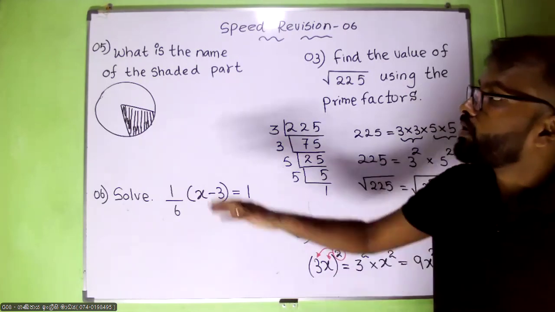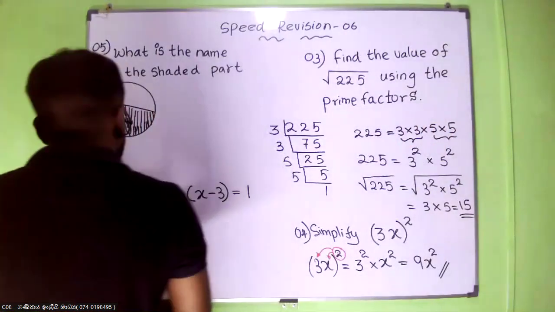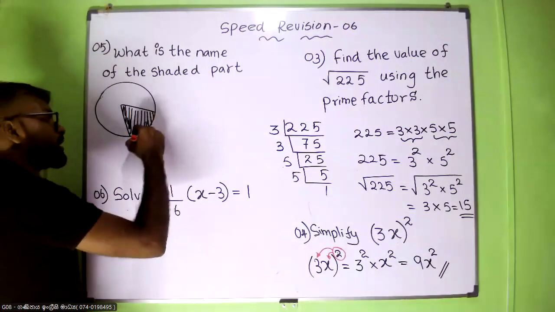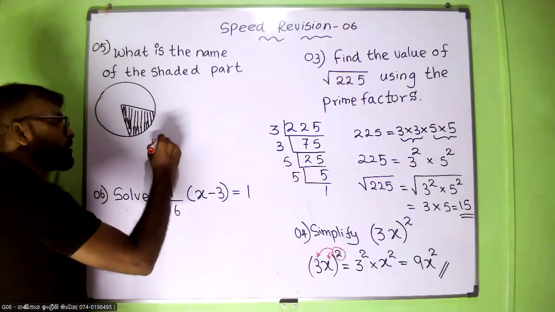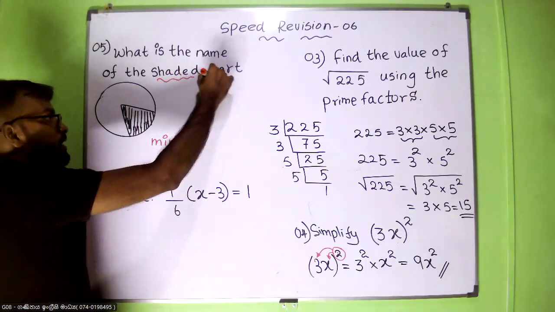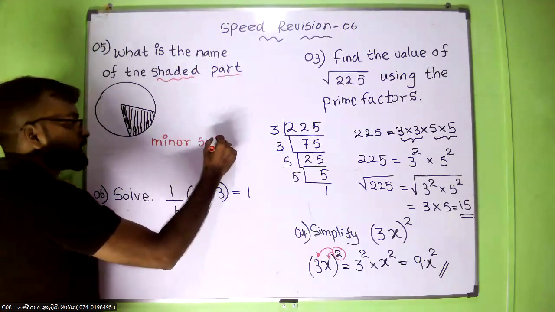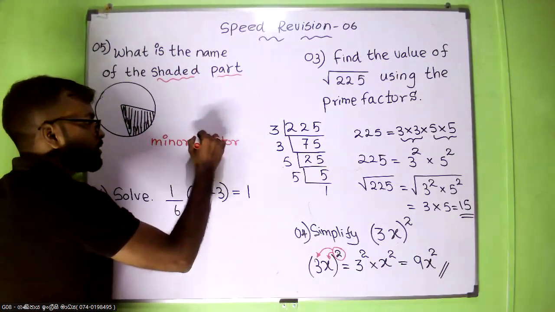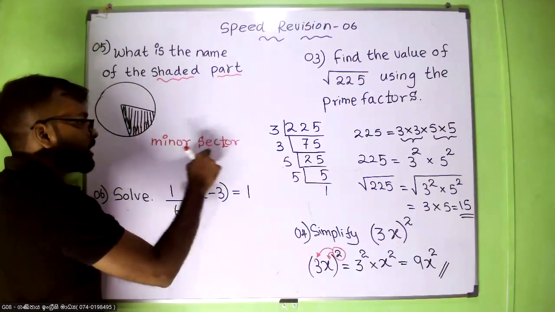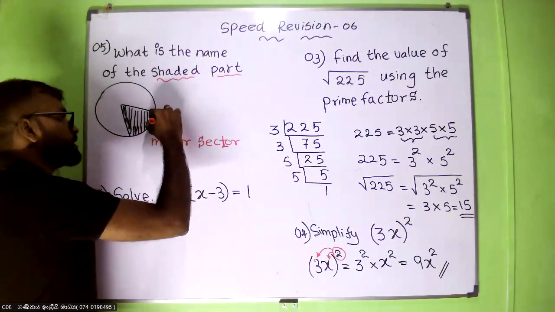What is the name of the shaded part? So I have taught you this one, right? This is a small part, a minor part. So the shaded part is called a minor sector. If you cannot remember, you have to watch or refer to the lesson. Minor sector, the small part. We are calling this minor sector.